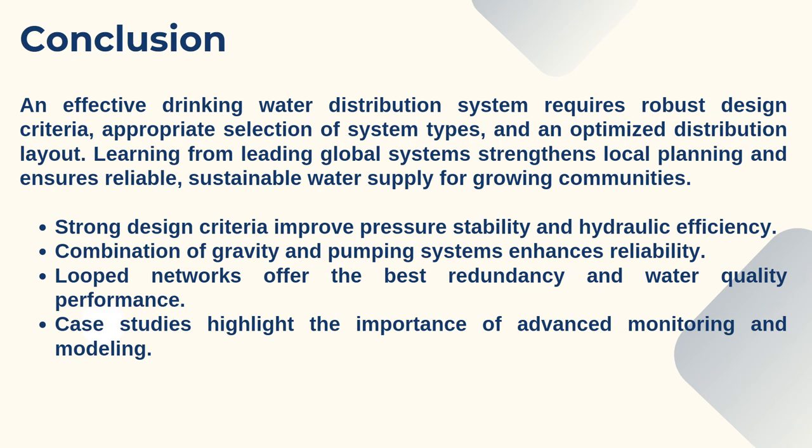And this one is the conclusion for the distribution system. An effective drinking water distribution system requires robust design criteria, appropriate selection of the system type, and an optimized distribution layout. Learning from the leading global systems strengthens local planning and ensures reliable, sustainable water supply for growing communities. And strong design criteria improve the pressure stability and the hydraulic efficiency. Next point is that the combination of gravity and pumping systems enhances the reliability, and the loop network offers the best redundancy and water quality performance, and the case studies highlight the importance of advanced monitoring.